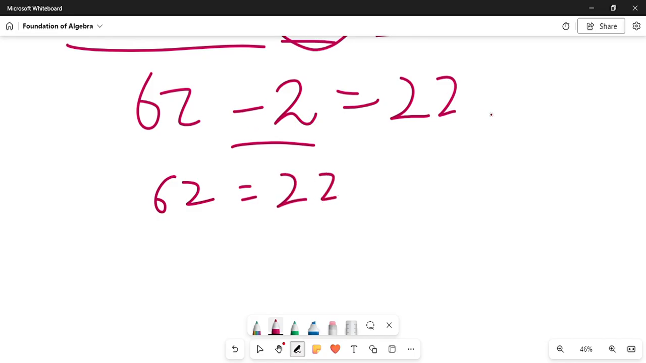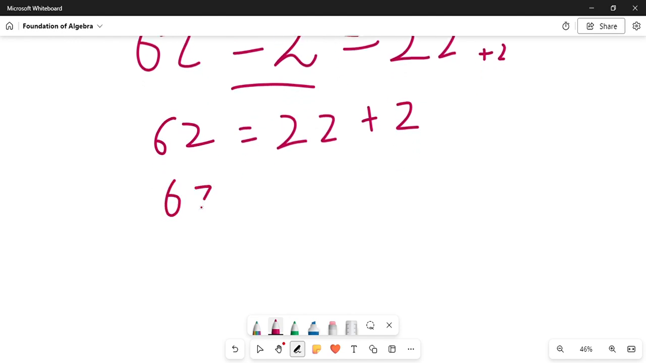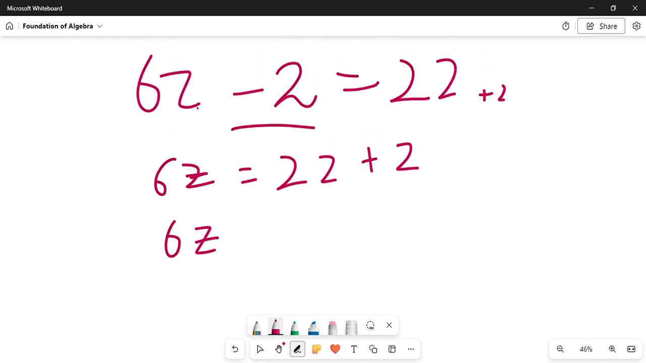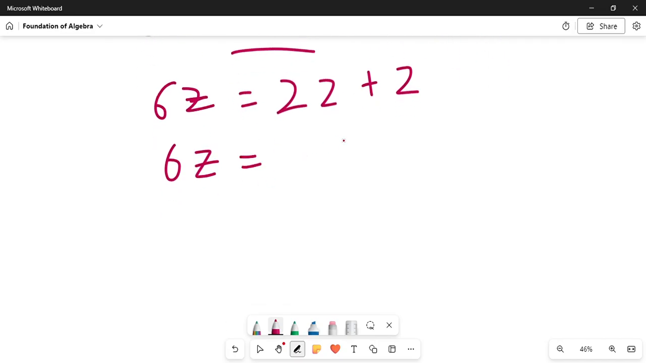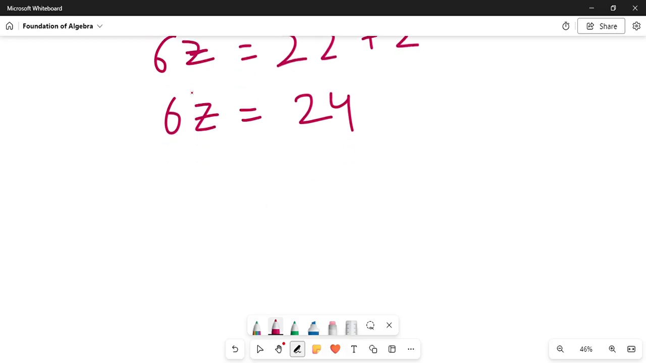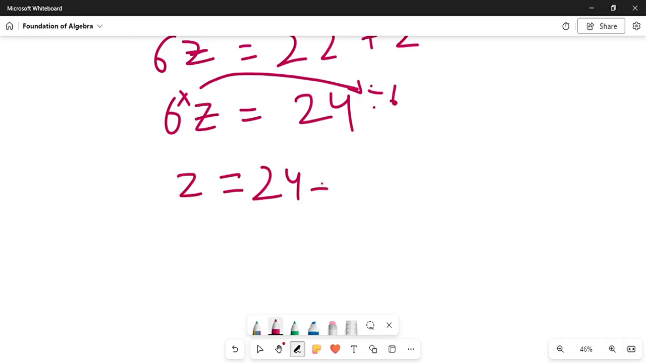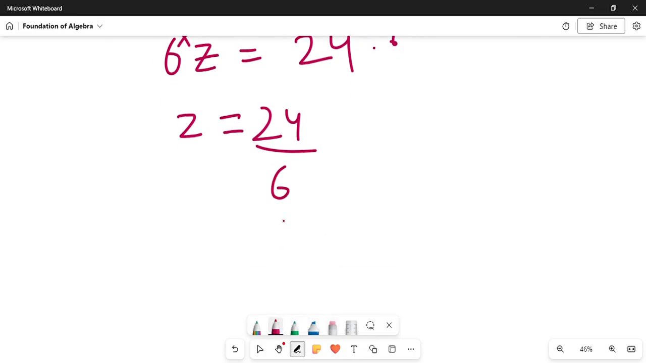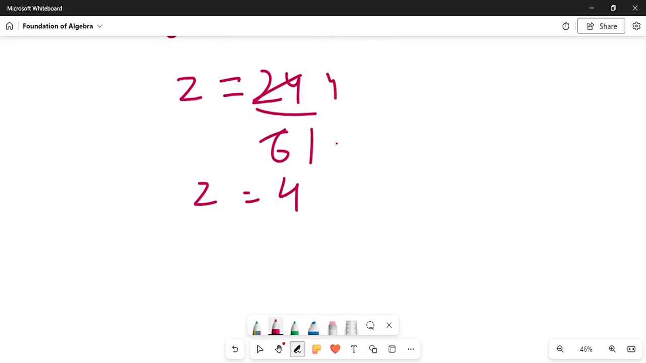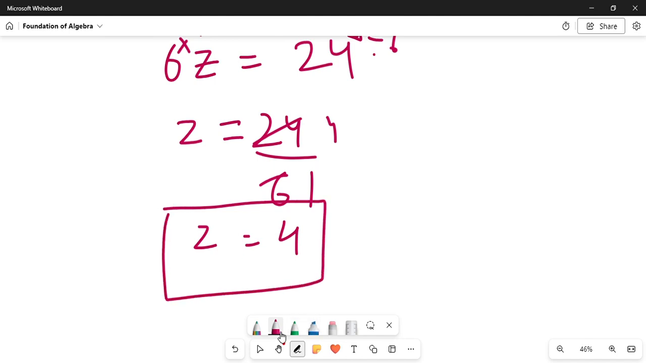When this 2 moves on the other side, it will be positive 2. So it will be plus 2, 6z equals 24. And because these are being multiplied here, when they move to the other side, they'll be divided by 6. So z equals 24 divided by 6. So z equals 4. 6 1s are 6 and 6 4s are 24. So this is our answer.